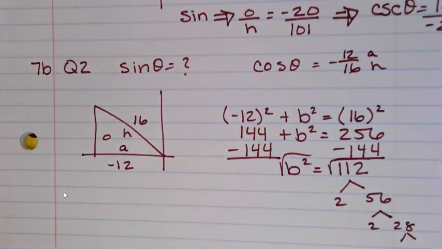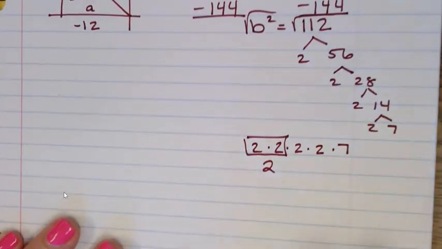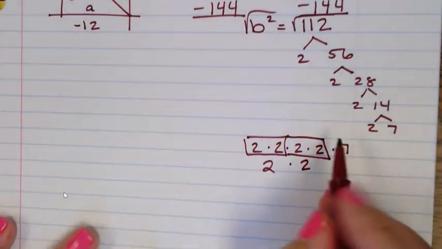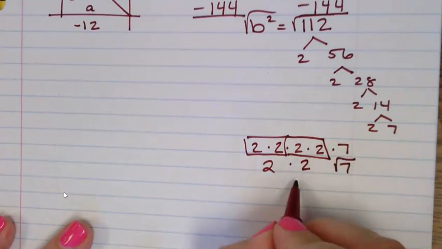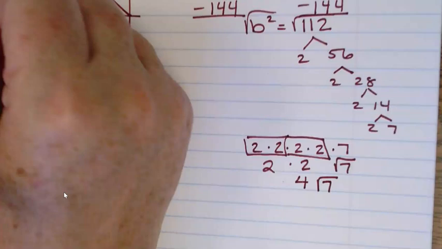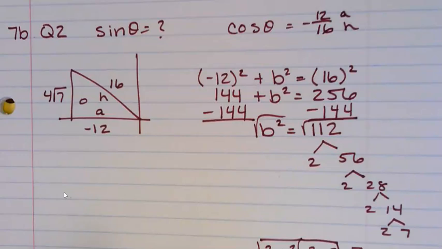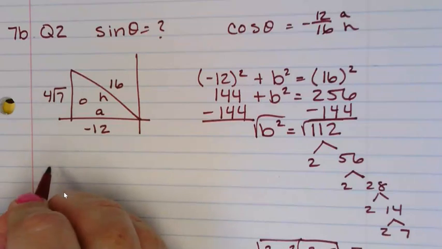Oops. 2 and 14. 2 and 7. So we got 1, 2, 3, 4 twos: 2, 2, 2, 2, and 7. So it takes these 2 twos to get this 2 out, and then these 2 twos to get this 2 out, but not that 7. So it stays under. So we get 4 square roots of 7. And I just realized I could have reduced. Oh well, too late now.